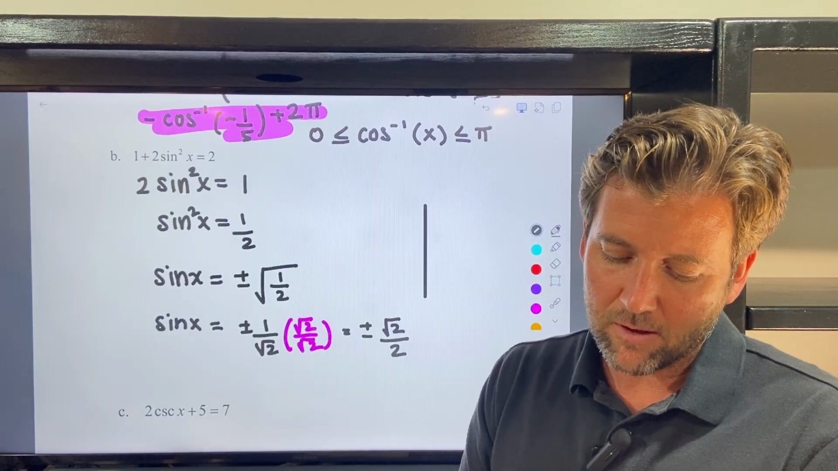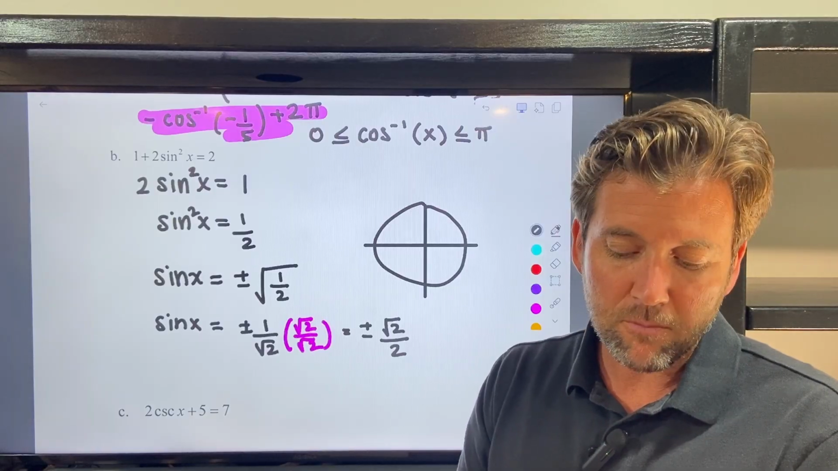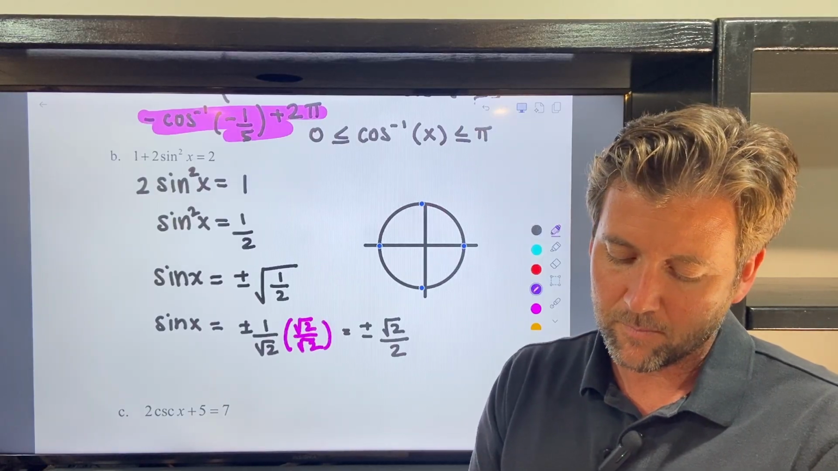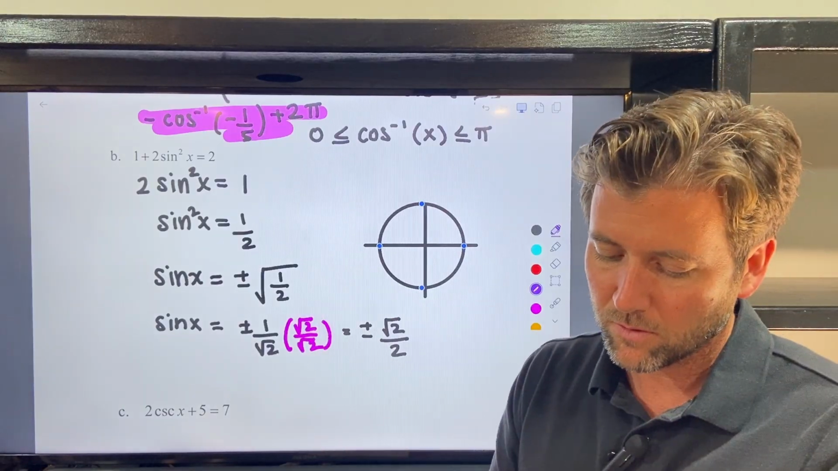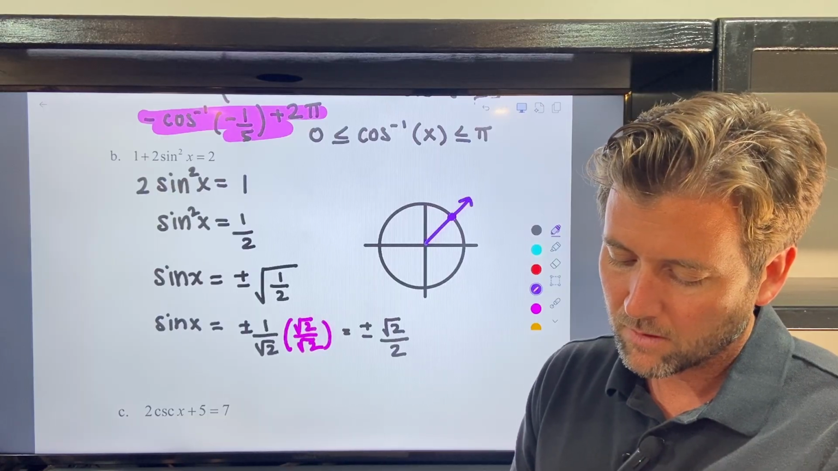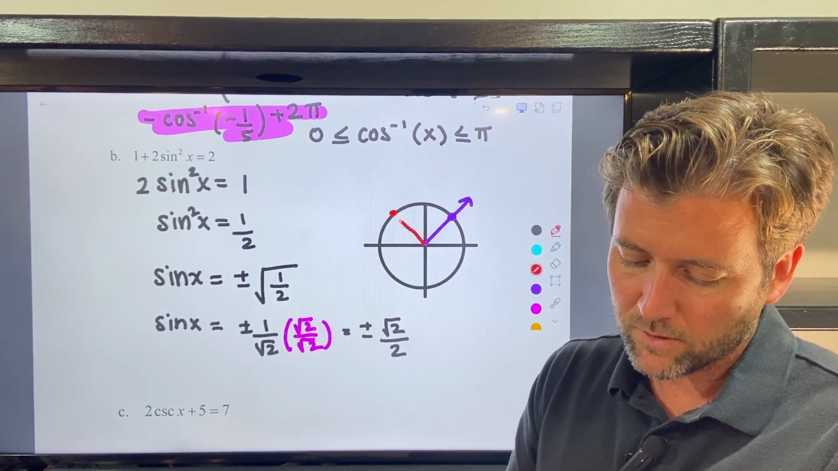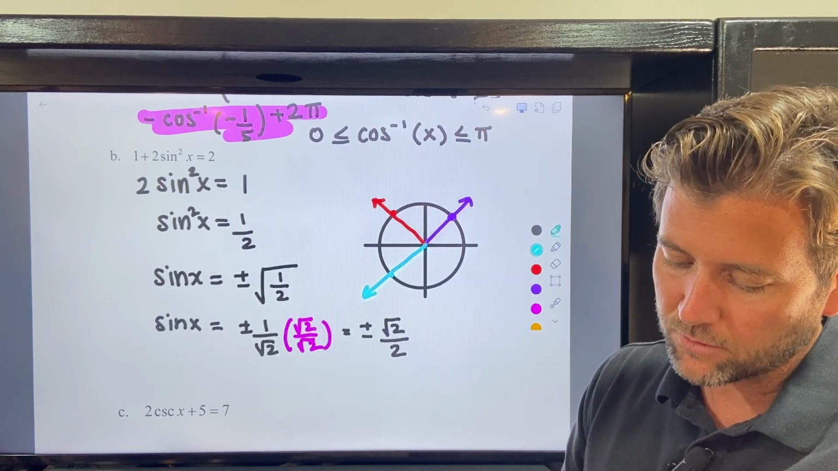So I'm going to graph the unit circle. I'm going to graph the points that we're all familiar with that have a y value of positive rad 2 over 2. That's right here and right here. This is positive rad 2 over 2. And then negative rad 2 over 2.